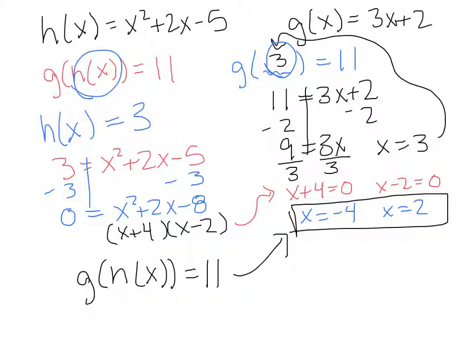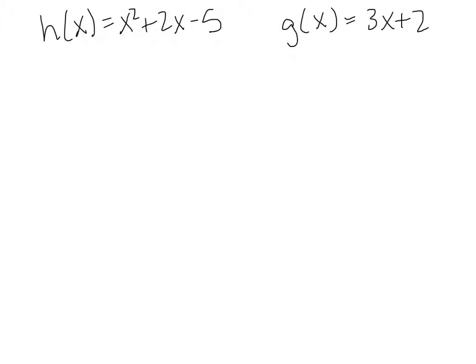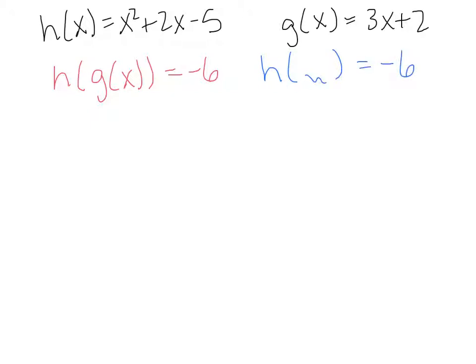Again, I'm going to move to something a little cleaner. So still using our h function and our g function, we're going to do one more going backwards problem so you can see another example of that. Let's find h of g of x when that equals negative 6. So recall what we talked about. h of some unknown is equal to negative 6. We want to find that unknown.